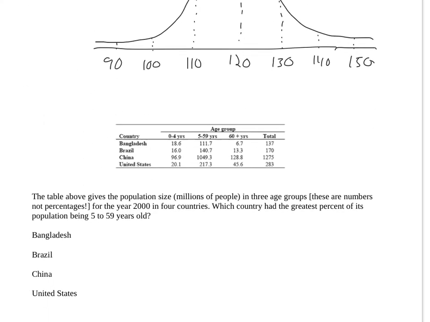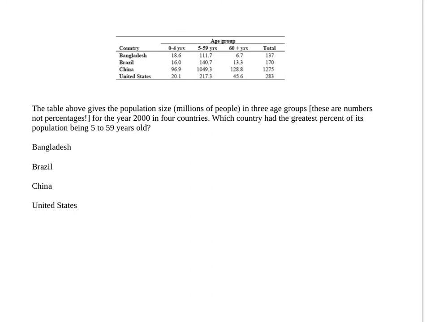Let's see if we have anything else here. Yes, we do. I believe this is the last question. The table above gives the population size in millions of people in 3 age groups. These are numbers, not percentages. For the year 2000 in 4 countries. Which country had the greatest percent of its population being 5 to 59 years old? All right, so it's not simply which country had the largest population of 5 to 59-year-olds, because that's obvious, that's China. Which one had the highest proportion?